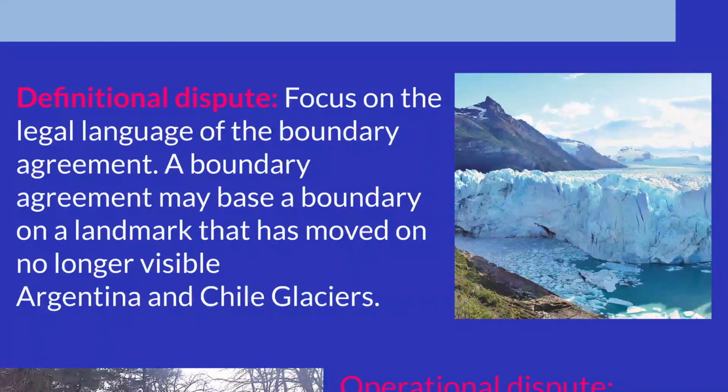So an example of this is in the border of Argentina and Chile. On the southern part, their border goes over glaciers. And as the glaciers change and melt over time or move, that makes it harder to decide what the original intent of the boundary was when you read the definition. So the definition is when you argue over the legal language of the boundary.